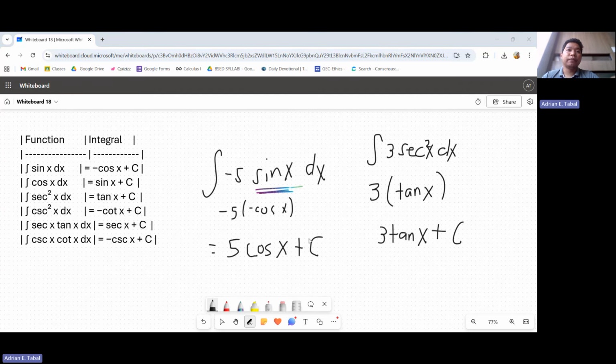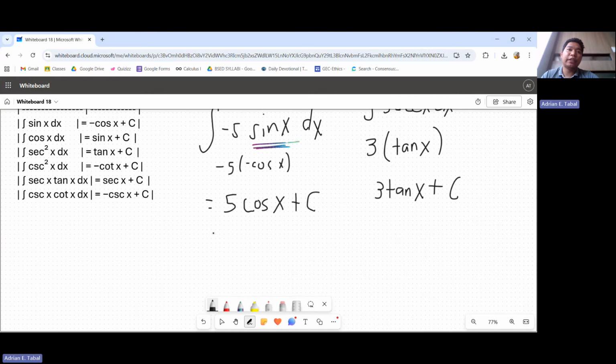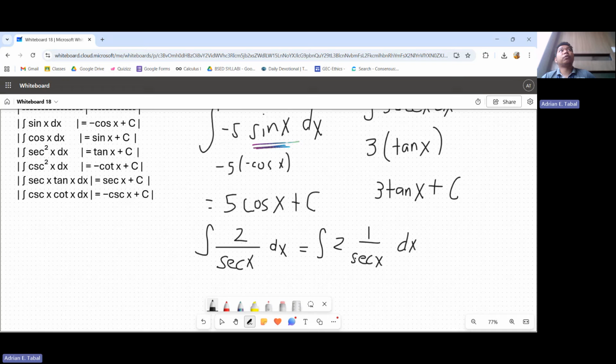Another example involves the ratios of trigonometric functions. We have the integral of 2 over sec x dx. So we will separate the constant and the trigonometric function. We can have 2 times 1 over sec x dx. And we already know that 1 over sec x in our ratio is cos.